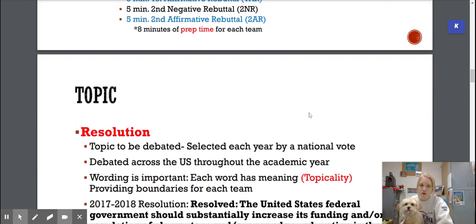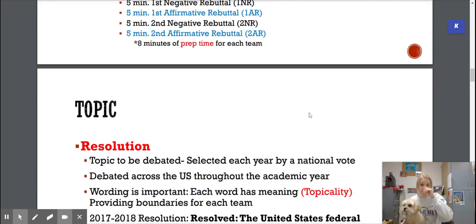Okay, so our topic, as we've talked about before, is going to be debated all year long. And it's debated all around the country. They all have the same topic. Okay, so your wording though, how you say it in your round is very important because each word has a meaning and it provides boundaries towards which team can debate which positions.